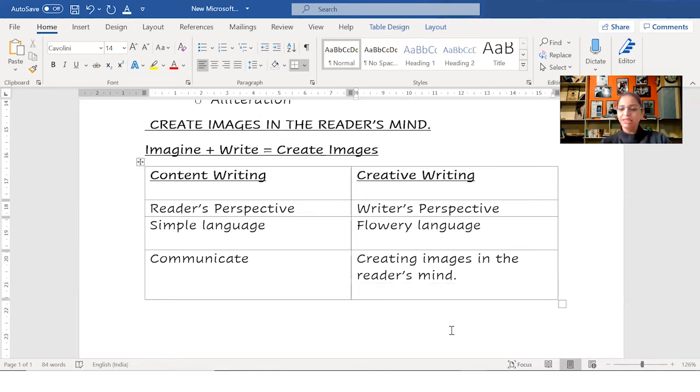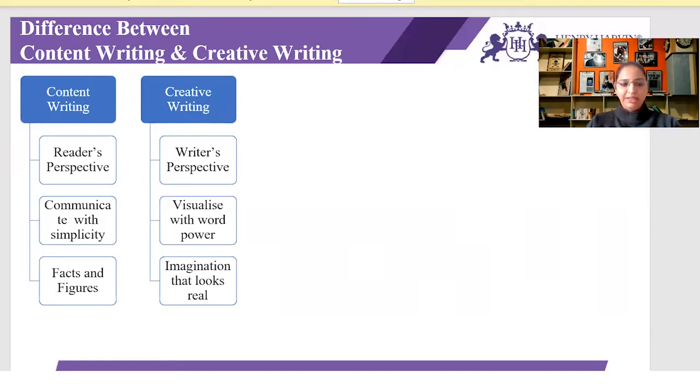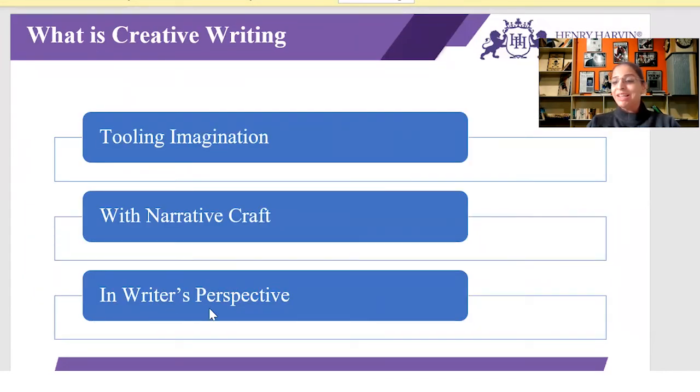So this is creating images in the reader's mind. Here, the tone is formal, and here the tone is creative. So what is tone in writing? I'm sure you will understand that in content writing. Formal tone means that you communicate as if you are speaking to the reader, and creative tone is as if you are letting the reader know something. Okay, so these are the major differences between content writing and creative writing that you need to understand. I showed you examples of both. So coming back to this, it's always the writer's perspective, never the reader's perspective, that you work with.